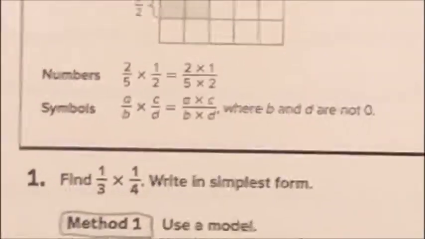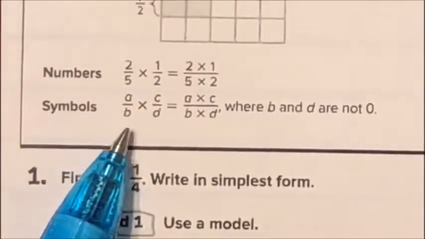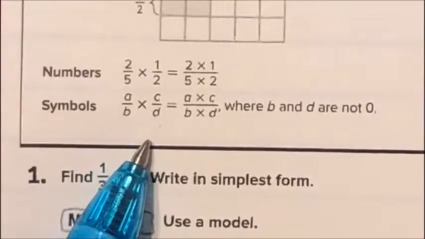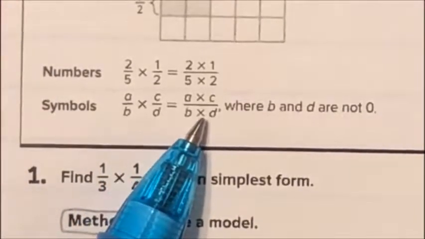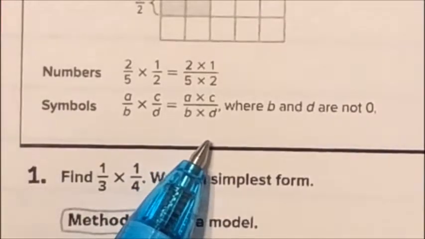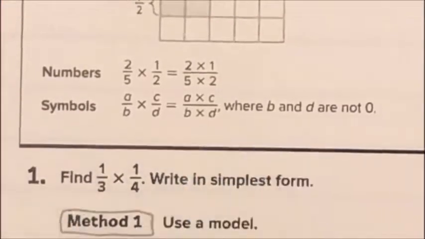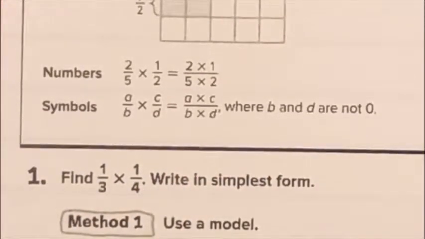In algebraic symbols, this is the same thing as saying A over B times C over D equals A times C over B times D, where B and D are not 0. Remember, we can't divide by 0, so the denominator cannot be 0.